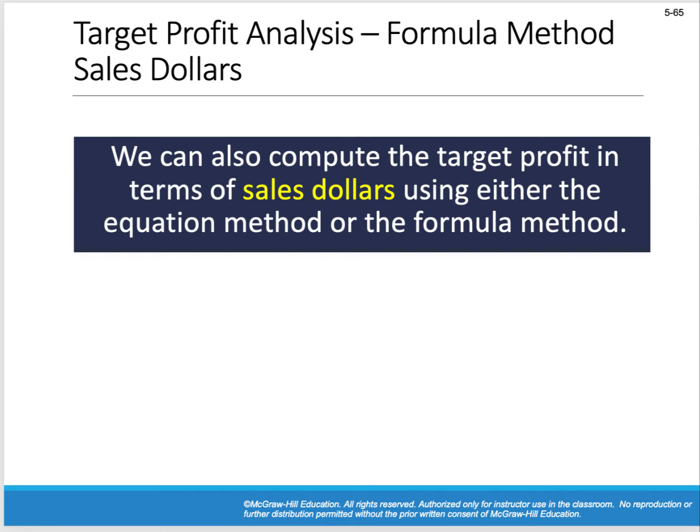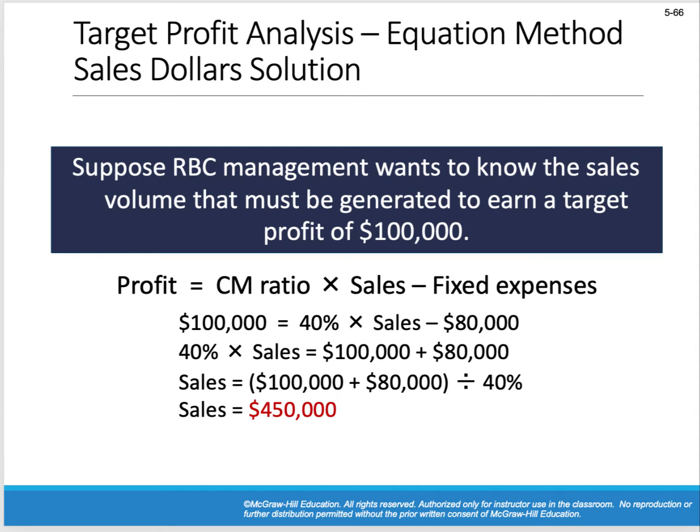Guess what? We can also, if we so choose, compute the target profit in terms of sales dollars. We can use either the equation method or the formula method. Does not matter. Let's look at the equation method. Again, this equation, nothing new. Profit equals CM ratio times sales minus fixed expenses.